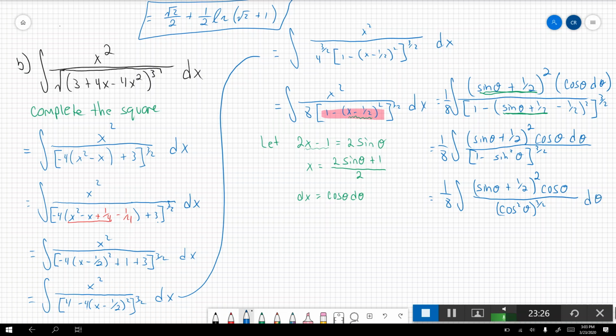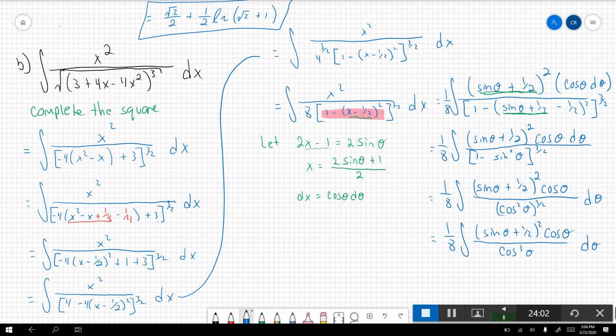So let's see, cosine squared to the power of 3/2. That's going to be the square root of cosine squared. Again, paying attention to the restrictions, we should be good. So this is now going to be cosine raised to the power of 3. So that's 1/8 multiplied by the integral of (sine theta plus 1/2) squared times cosine theta, all divided by cosine to the power of 3 theta d theta.